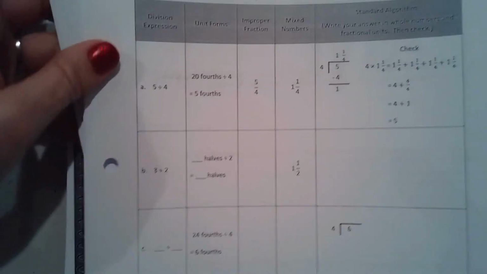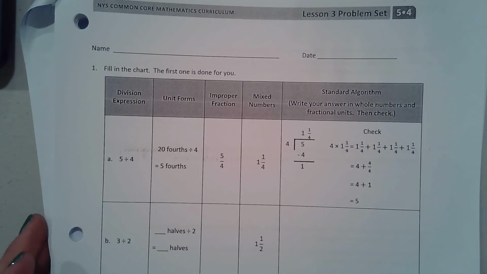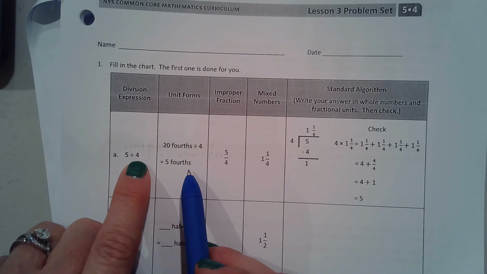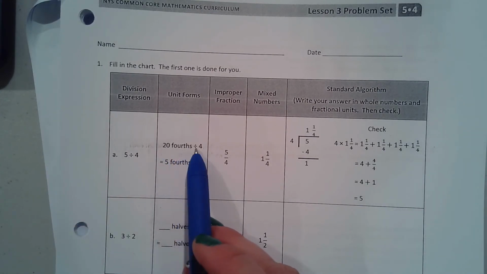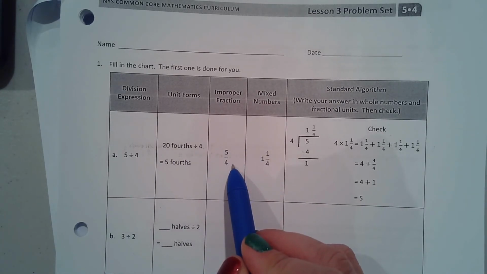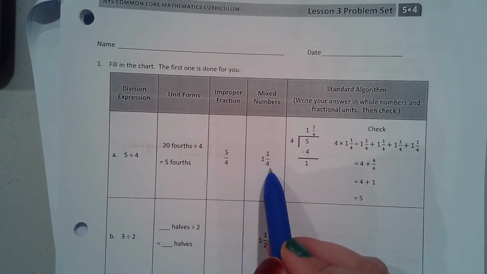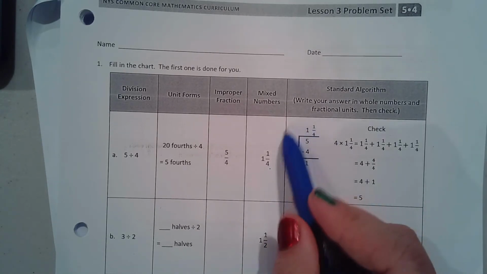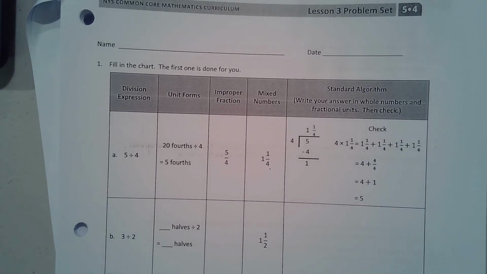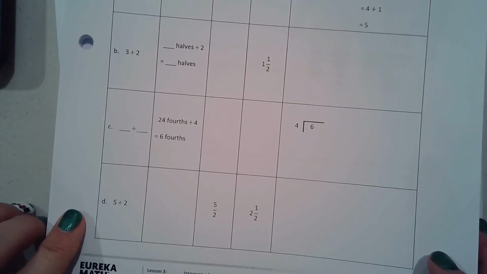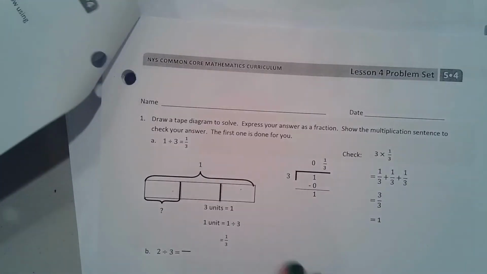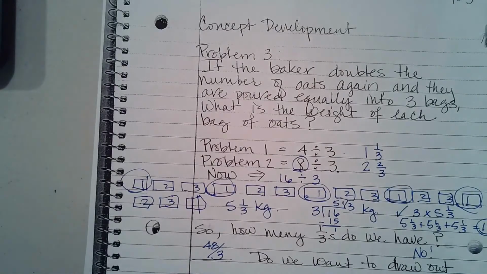So what you're going to do is take your problem set, and you're going to show me unit form. So 5 divided by 4 is 20/4 divided by 4 equals 5/4. I want you to show me the improper fraction. I want you to show me the mixed number, and I want you to show me the standard algorithm, and then check it. So there are only 4 problems like this. And part of it's even filled in for you.